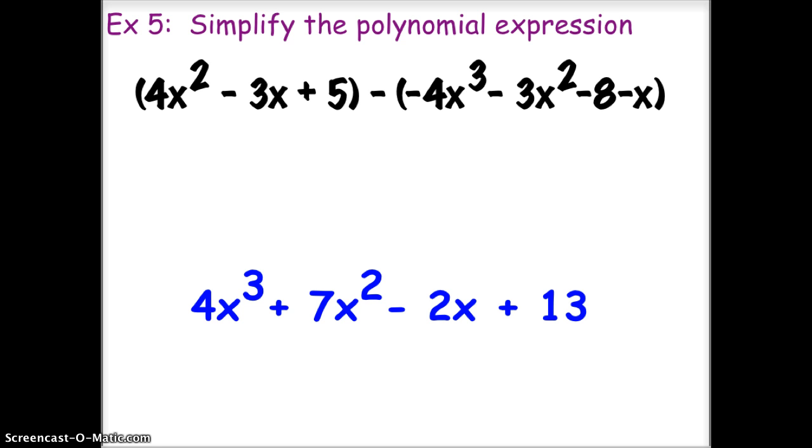Did you get the polynomial 4x cubed plus 7x squared minus 2x plus 13? If you did, give yourself a smiley face. If you didn't, go back and try it again. See where you made your mistake. Was it a sign error, or are you still having problems with this?